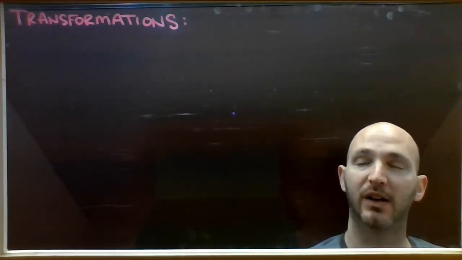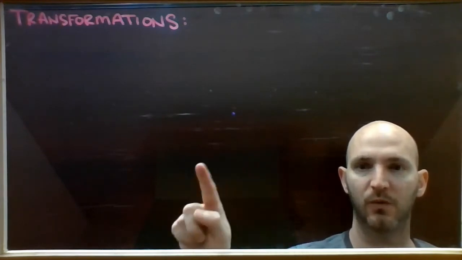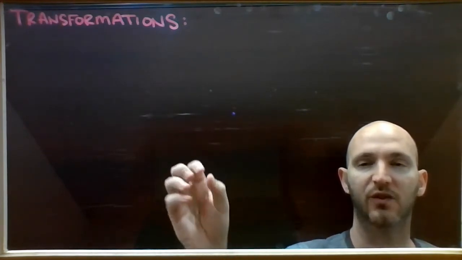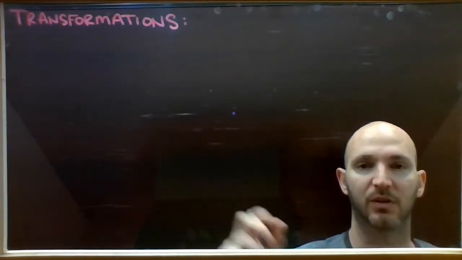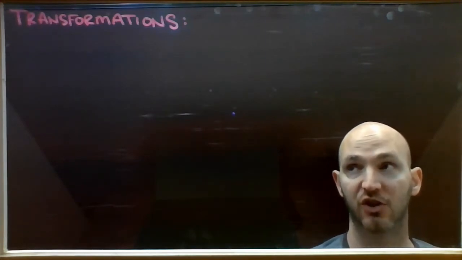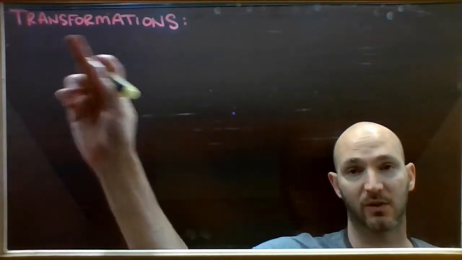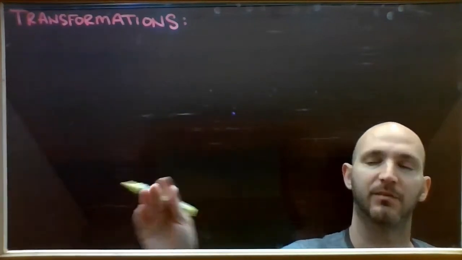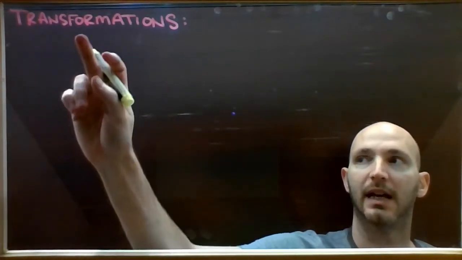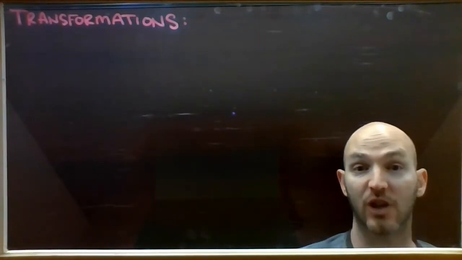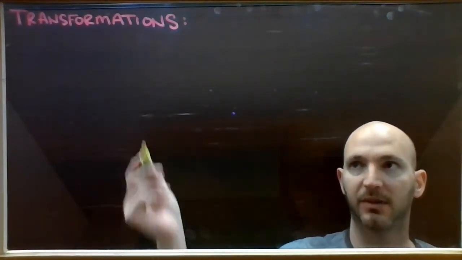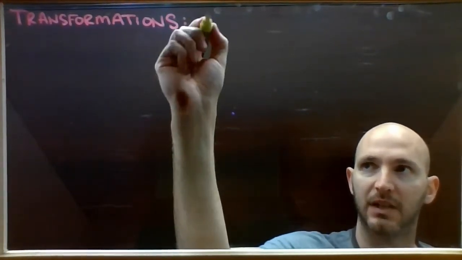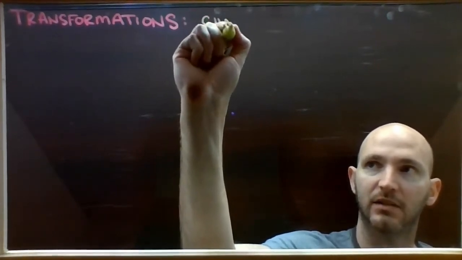So where translations were simply moving the thing around, a transformation actually dilates or compresses the function and changes its shape. That's what the Latin means. Trans is to move across, and formations is shapes. So you're moving across the shapes. So it will actually be a change in shape.